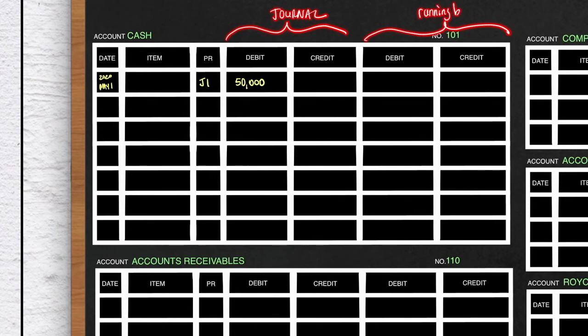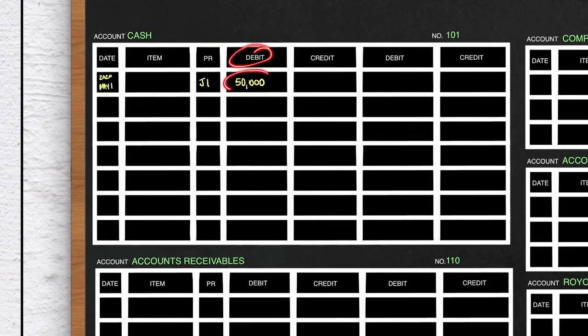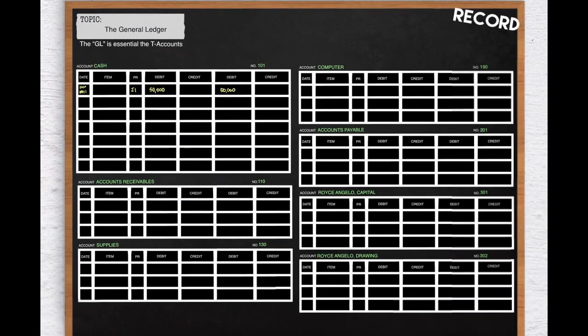So the first debit and credit columns is from the journal. The second set of debit and credit columns is a running balance. So right now we have $50,000 debit. You're just going to transfer that over. That's all that is. So you're going to put $50,000 debit. And we're done. That's how you post to the general ledger. We journalize in the journal and we post into the general ledger. Post is just another fancy name for record in the general journal.